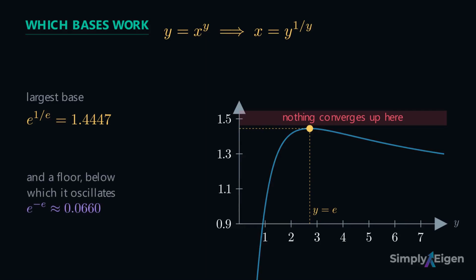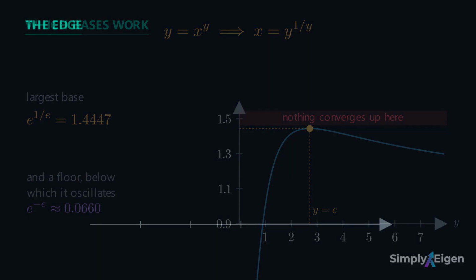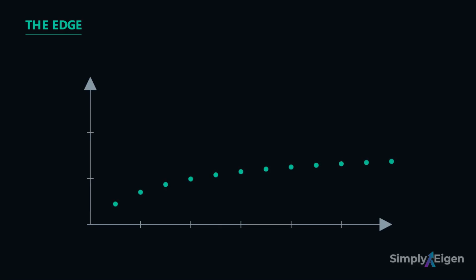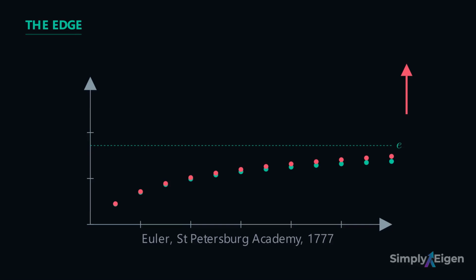There is a floor as well, at e to the minus e, about 0.066, below which the tower stops settling and starts oscillating. And the edge is sharp. Exactly at 1.4447, the tower converges, and it converges to e. Nudge the base up to 1.45, barely past it, and the same tower leaves the screen entirely. Euler presented all of this to the St. Petersburg Academy in 1777.